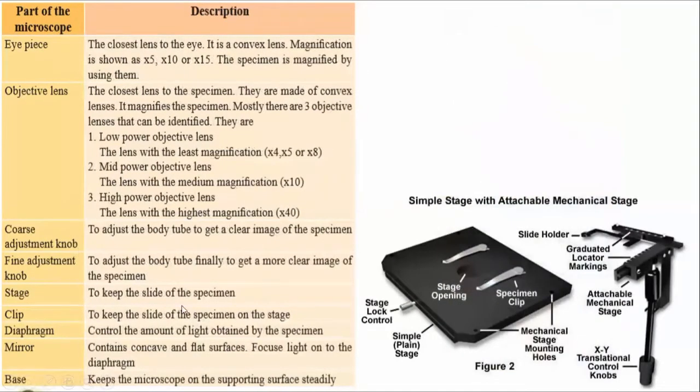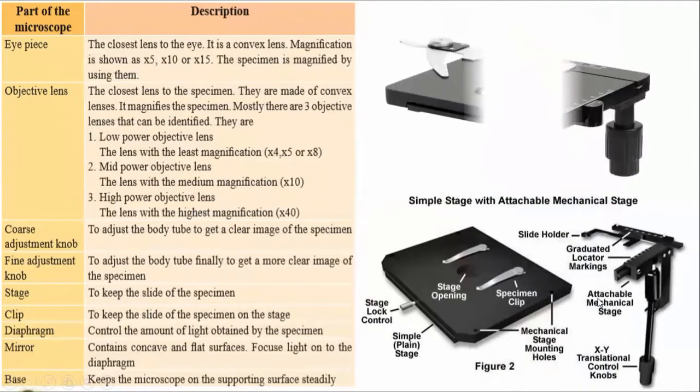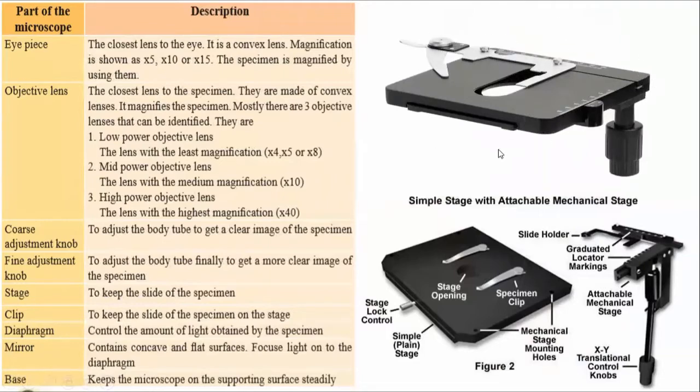Okay, the next thing we have is the stage, to keep the slide of the specimen. All right, so the first image here is a picture of a real stage extracted from a real microscope. The second one is a diagram, but it is clearer as everything is marked here. As you can see, this is the stage opening. Here's the specimen clip. What is a clip?